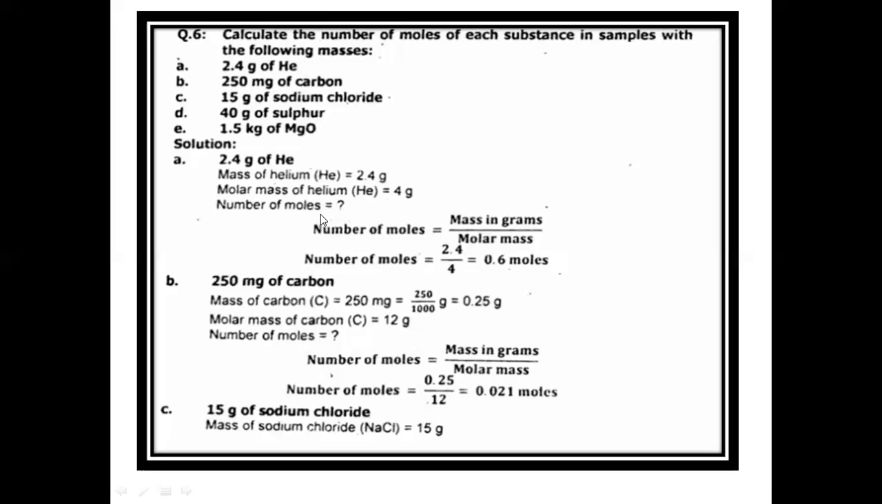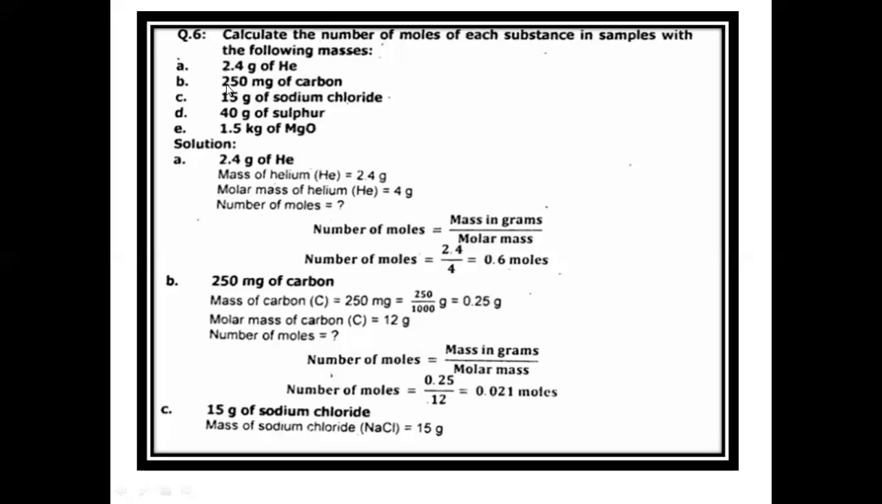Number of moles we have to find out. So number of moles is equal to mass in grams over molar mass. Mass in grams is 2.4 grams. Molar mass of helium is 4. So the answer is 0.6 moles. This is part A.